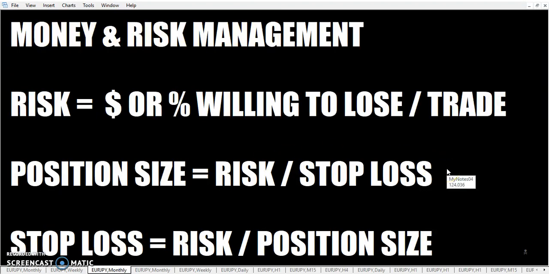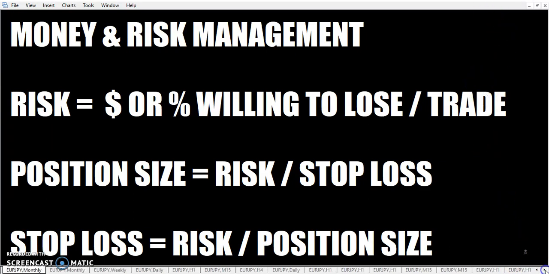If you've been with me this year or part of this year, you know we talk about money and risk management. It's one of the pillars of trading. It's what keeps you out of trouble. So I hope that you have been using money and risk management this year and you will continue to do so in the year 2019 because I want you guys to be around to trade.